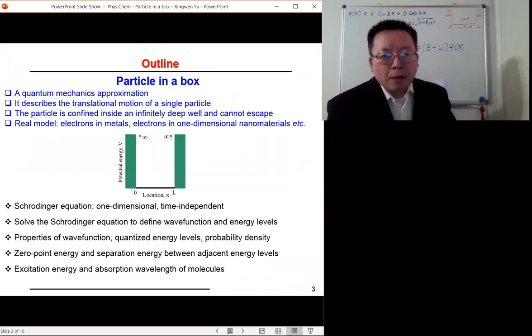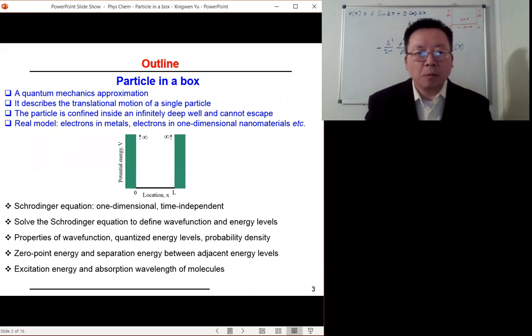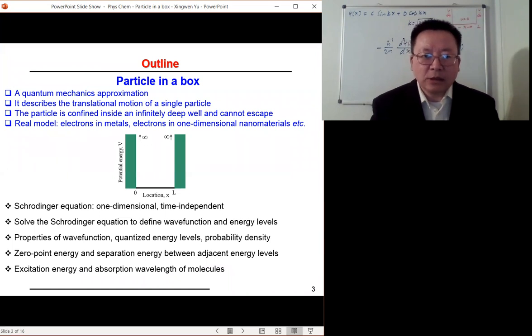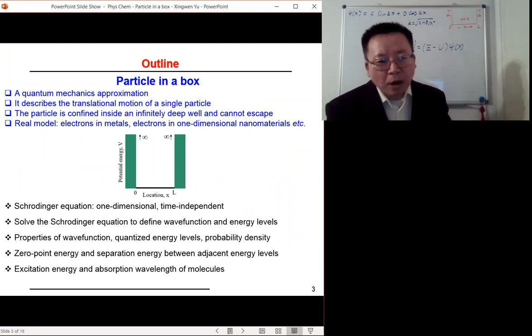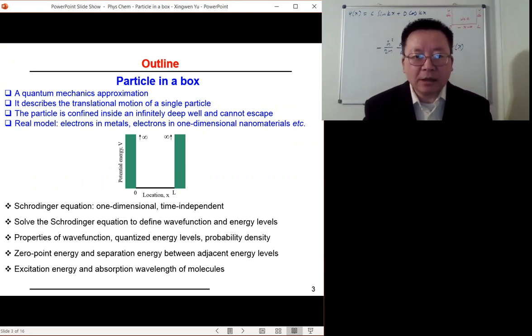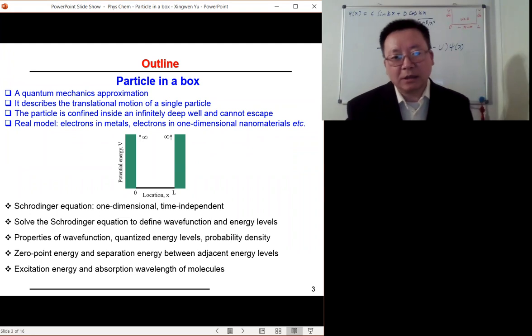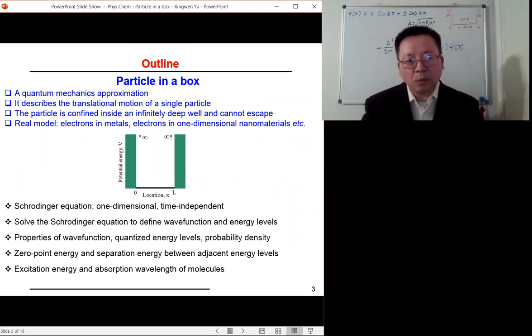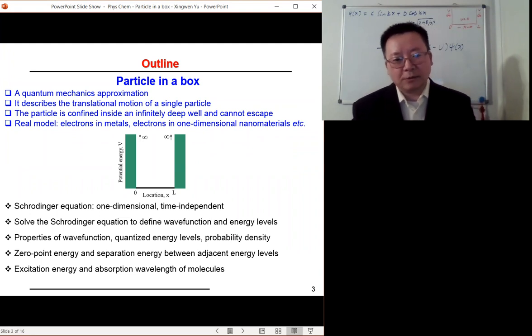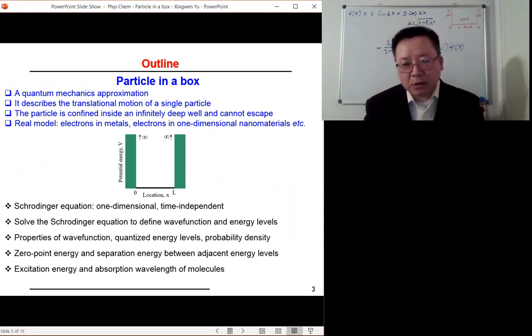So the model we are going to use today is called particle in a box. It's a quantum mechanics approximation that describes the translational motion of single particles. The single particle is confined inside an infinitely deep well and cannot escape. So the particle is confined inside the one-dimensional space. We can call it a box. Actually, it's not a box, it's a one-dimensional space.